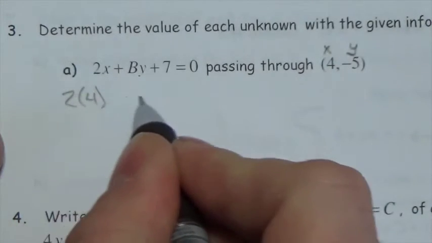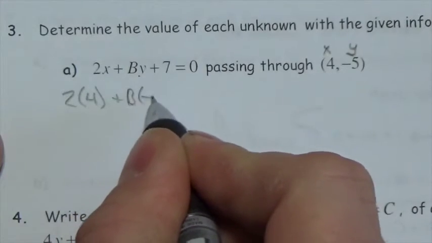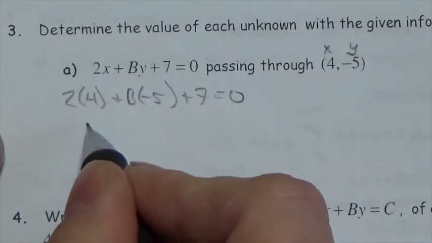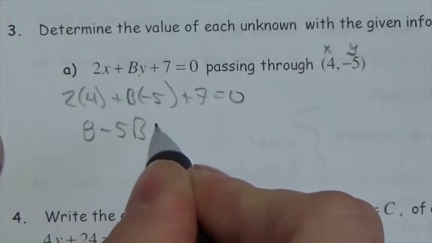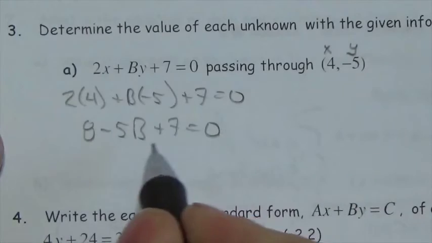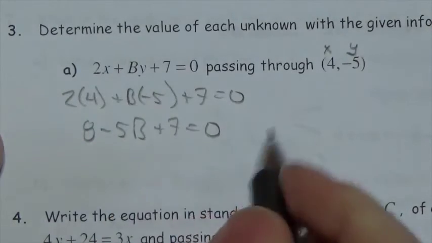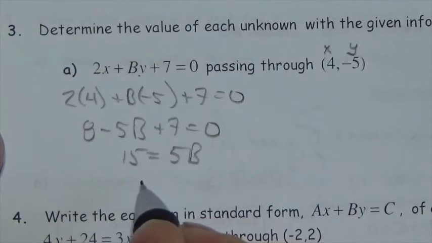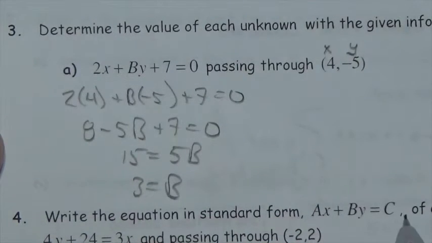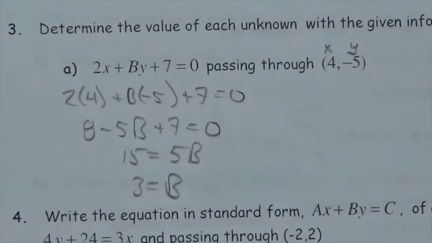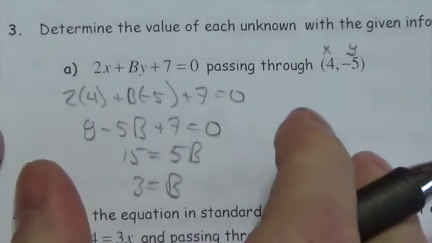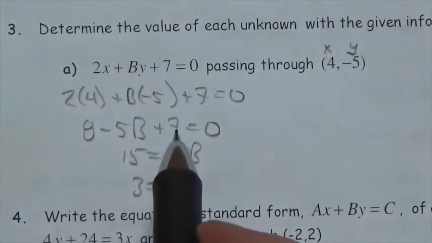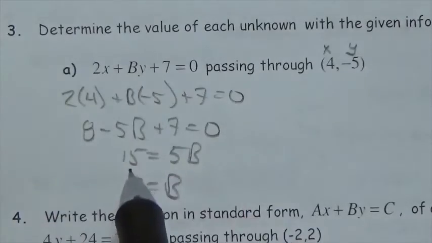2 times 4 plus b times negative 5 plus 7 is equal to 0. So what do we got here? We've got 8 minus 5b plus 7 is equal to 0. Maybe bring the 5b over. 8 plus 7 is 15. 5b, and then we divide and we'll get that b is equal to 3. There we go. The issue that we got to get people past here is realizing that when I give you the point, I am giving you those specific values of the variables right there, the x and the y.